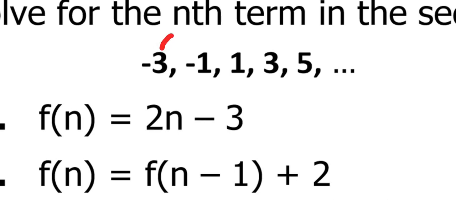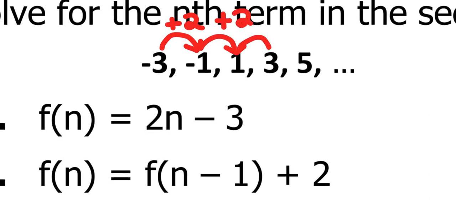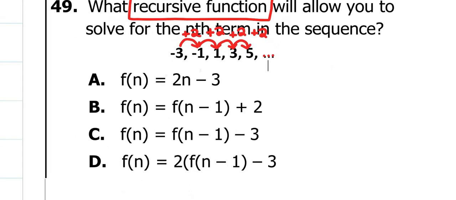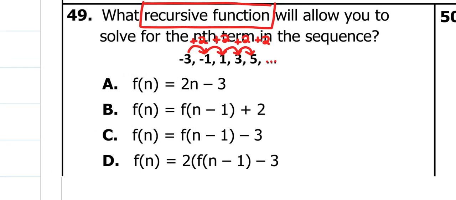So to get from -3 to -1, I'm increasing by 2. To get from -1 to +1, I'm adding 2. To get from 1 to 3, again, I'm adding 2. And then 3 to 5, I'm adding 2. So this pattern is going to continue forever. I'm going to continue adding 2. This is something known as an arithmetic sequence. I'm going to write that down. Arithmetic sequence.